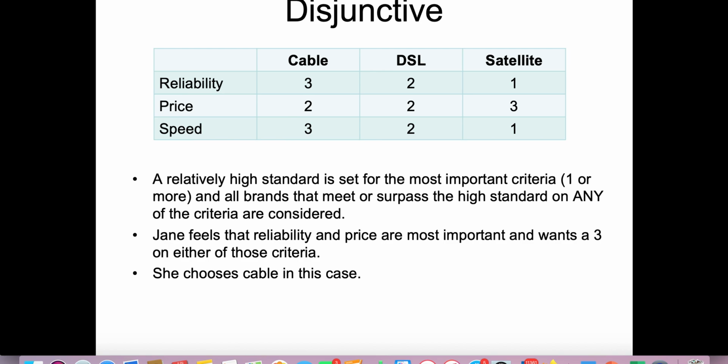With the disjunctive rule, Jane sets a high standard for the criteria she deems most important, and any of the options that meet or surpass are considered further. In this case, she wants excellent performance on at least one of her 2 most important criteria, and since cable has a 3 on reliability, it wins.